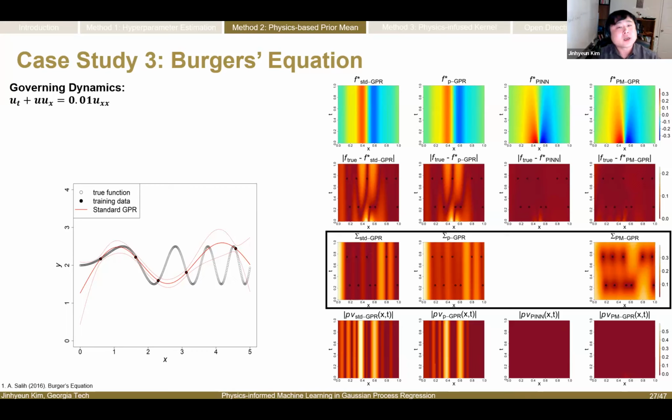In this case, the hyperparameters in the direction of the time dimension converge to an extreme local optimum, which means that when you look at the prediction plot, first row of the standard GPR and penalized GPR, we do not see any variation in the time dimension, right? However, by penalizing the physics, utilizing it as a prior function, we have moderate values of hyperparameters for the time dimension as well, and we can capture the time variation using the GPR.